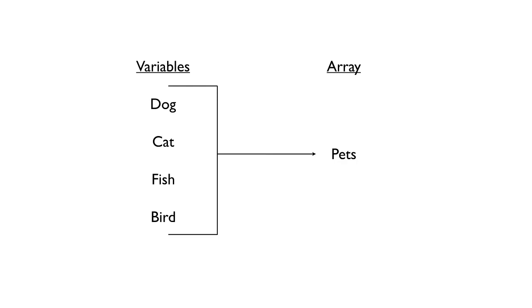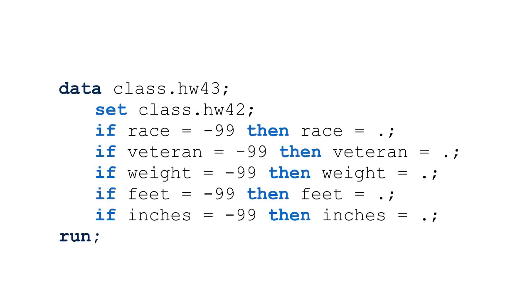Instead of referring to each of these variables specifically by name, you may want to group them all together and refer to them collectively with the array name pets. A logical next question is, why would I ever want to do that? Do you remember this code from a previous homework assignment? Notice that all 5 of the conditional processing statements shown here are identical, except for the variable names. This makes a perfect example of how you can use an array to improve the efficiency of your coding.